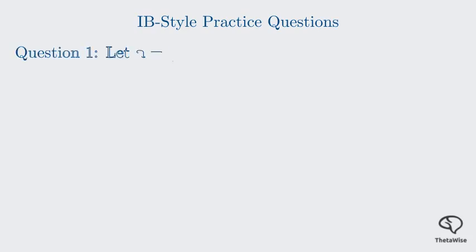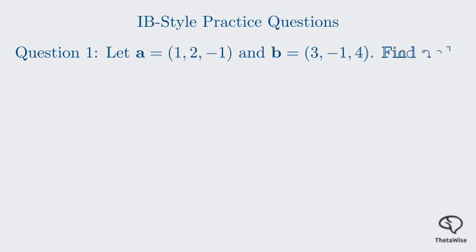We will now work through 5 IB-style practice questions that test the concepts we've learned. Question 1 asks for the scalar product of 2 vectors given in component form. You should attempt to solve this before watching the solution. Solution 1. We use the component formula for the scalar product. We multiply the corresponding components and add the results.